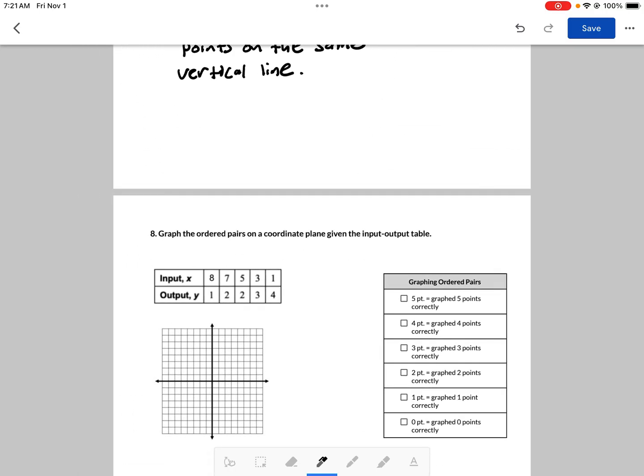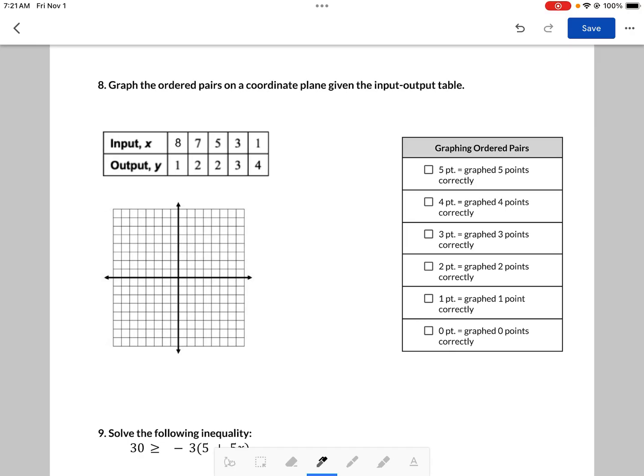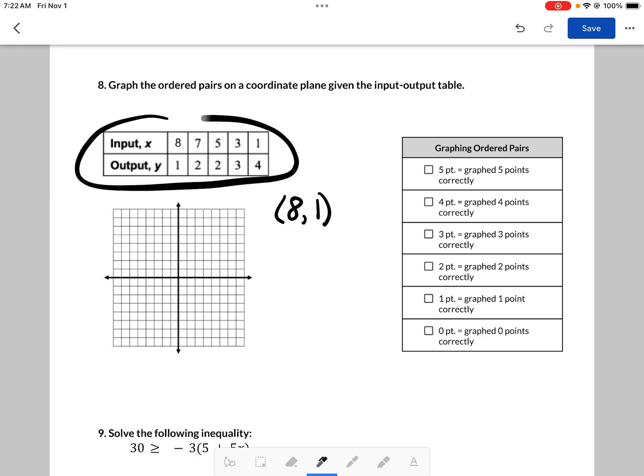Okay, flipping it over again. Last page, number 8, says graph the ordered pairs on a coordinate plane given the input-output table. Okay, so I'm going to use the table to graph these points. Now, for me, I'm going to put these into ordered pairs for you just to make it easier. You don't have to do it. I'm just doing it so that you can see how to plot. So I can make each of these values in the table into ordered pairs. Remember, the x comes before y, and the easiest way for me to remember that is that in the alphabet, x also comes before y.